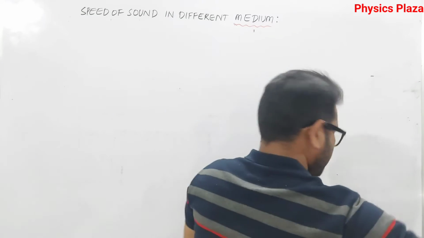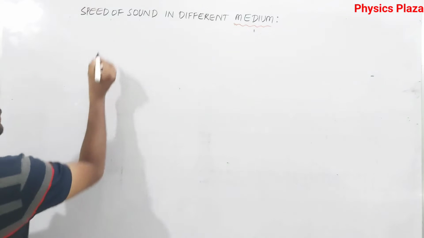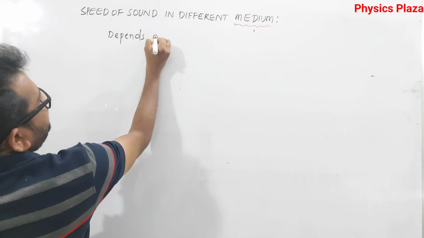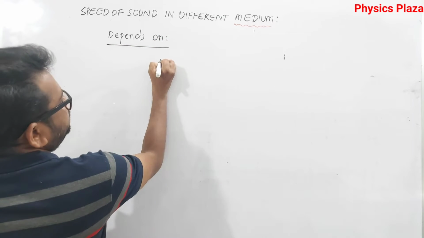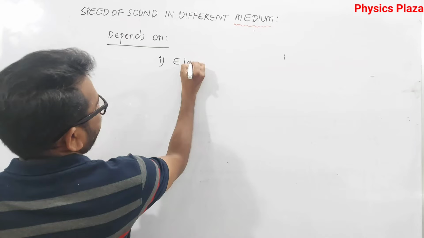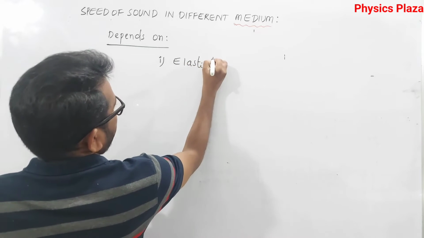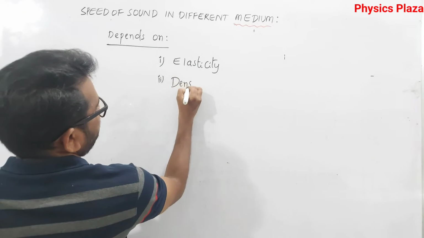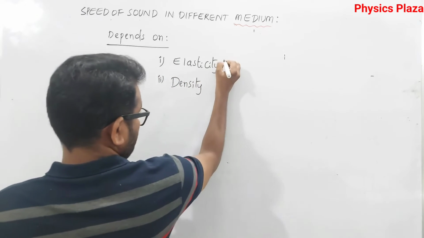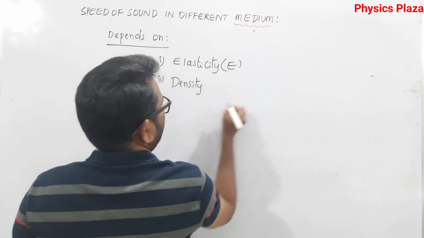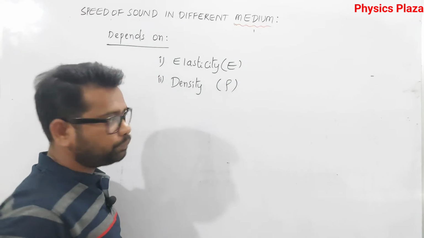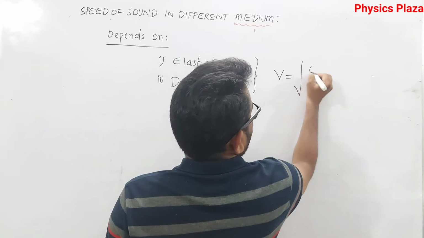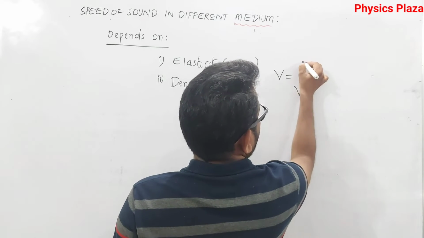So children, the speed of sound in a medium depends on two factors. Very, very important. The first one is elasticity, and the second one is density. Elasticity is represented with the letter E, and density with the letter rho. So here we can write V is equal to the square root of E by rho.